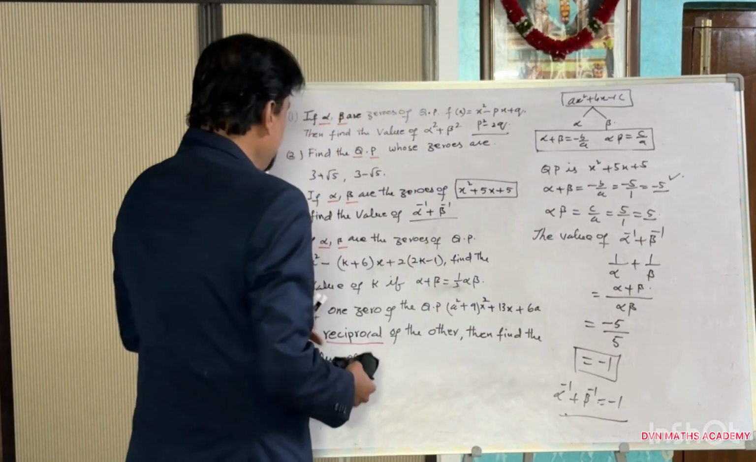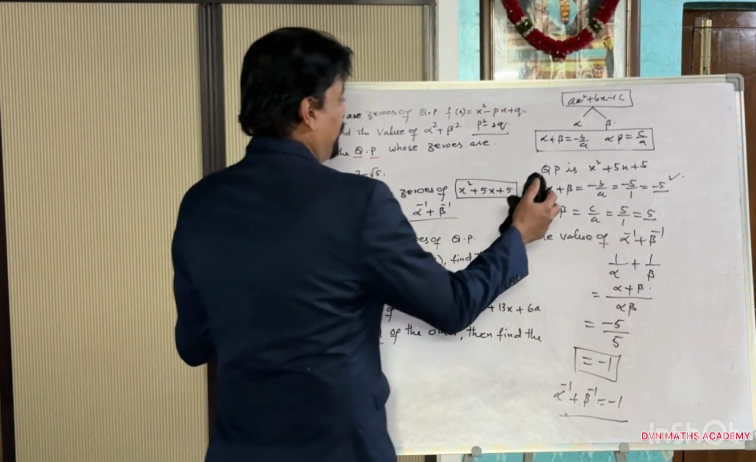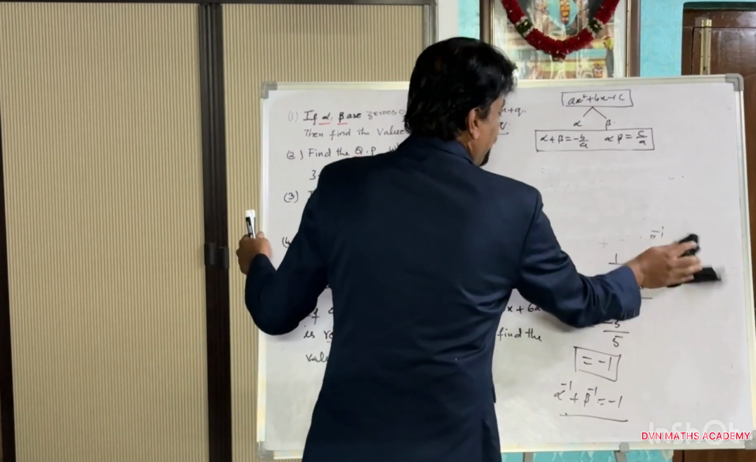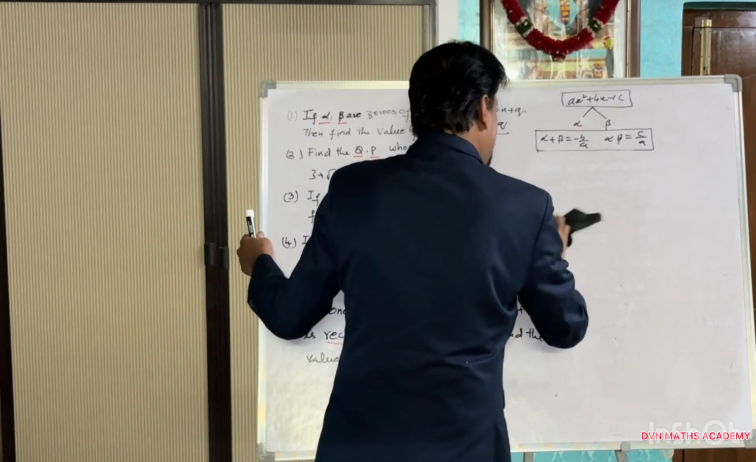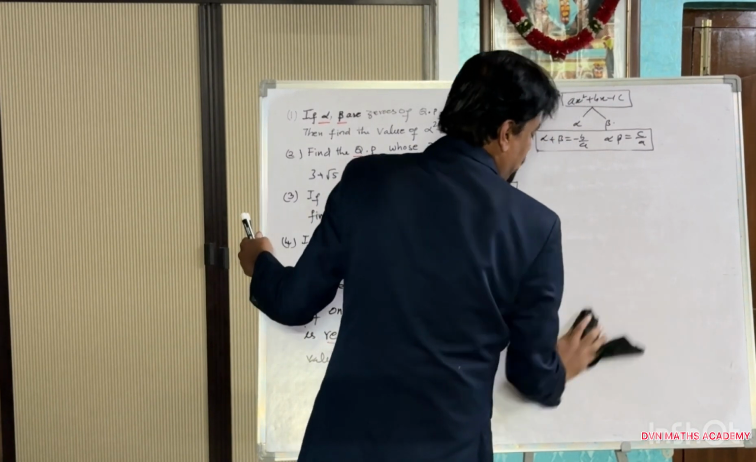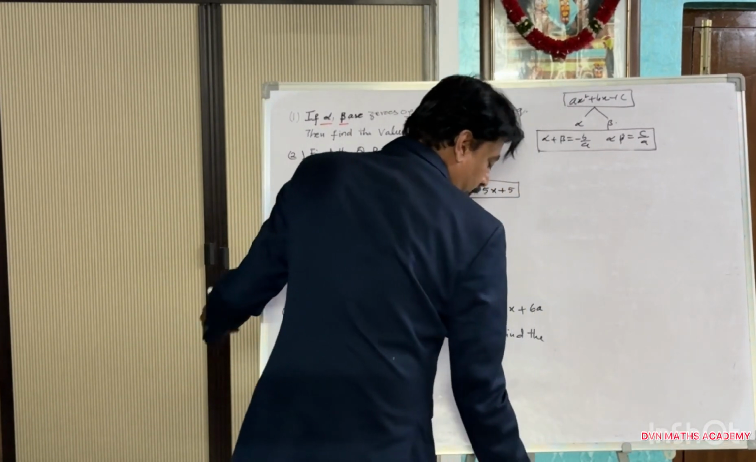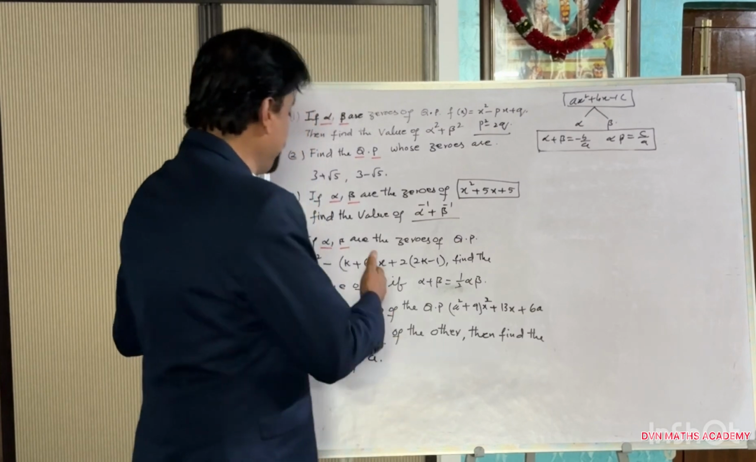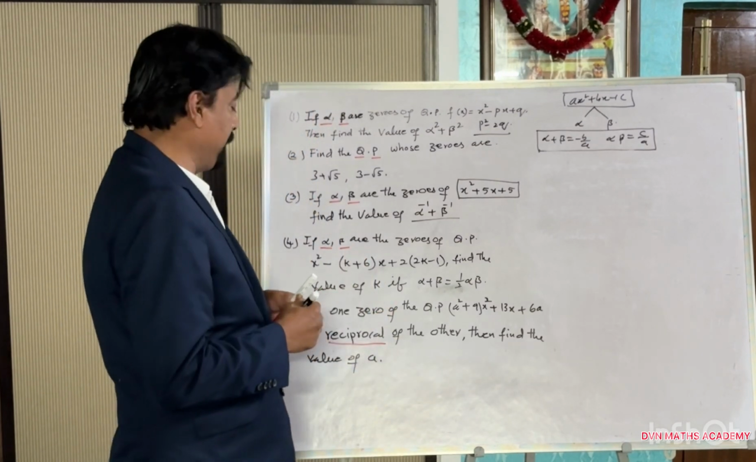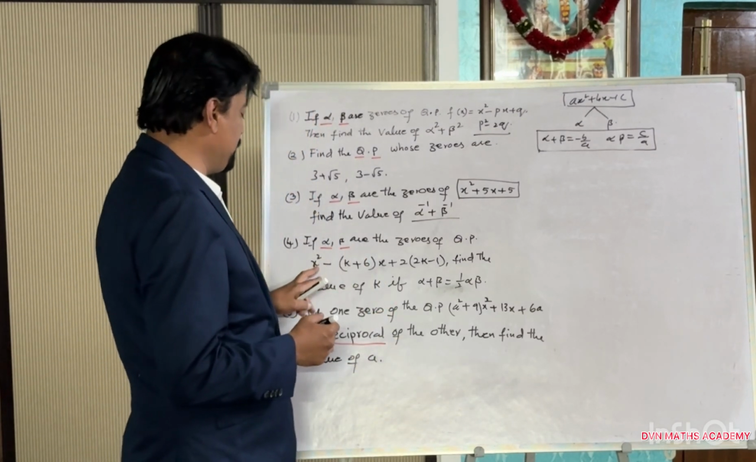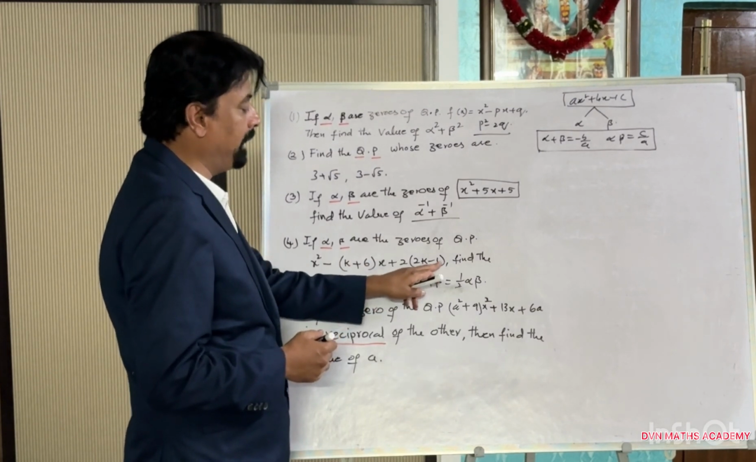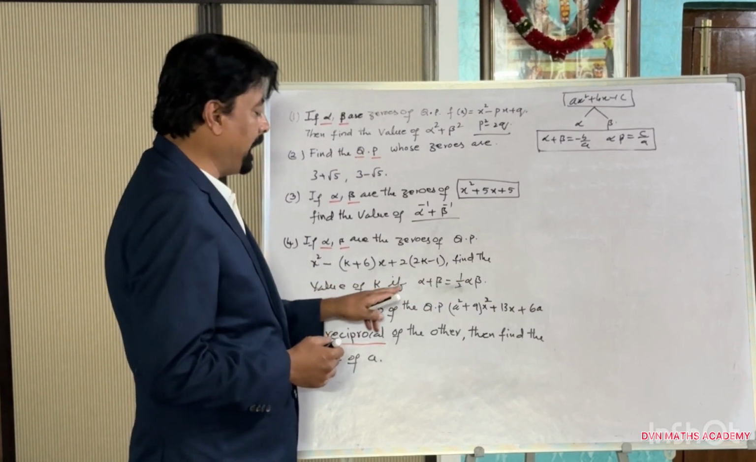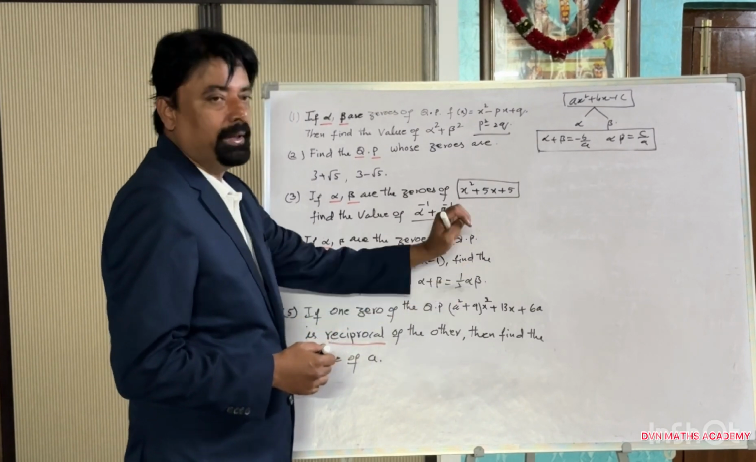The fourth question is also very interesting. These types of pattern questions you will also get in the exam. Both CBSE and state students will get these types of questions. If you practice these types of questions, it will be very easy. Here the quadratic polynomial is x square minus (k plus 6) x plus 2 into (2k minus 1). Find the value of k if alpha plus beta is equal to 1 by 2 alpha beta.